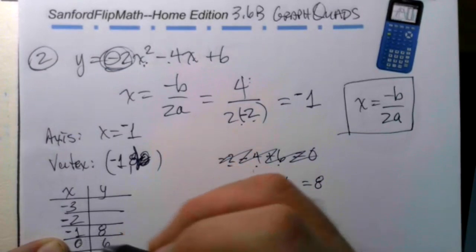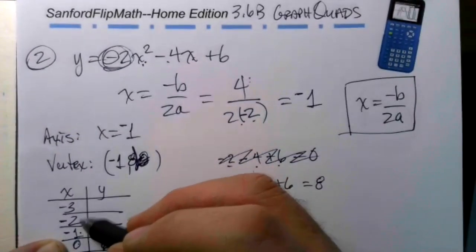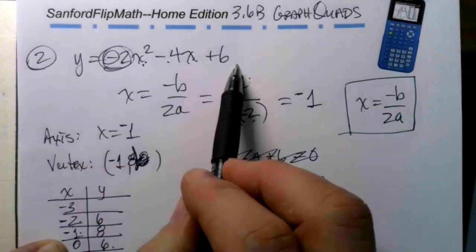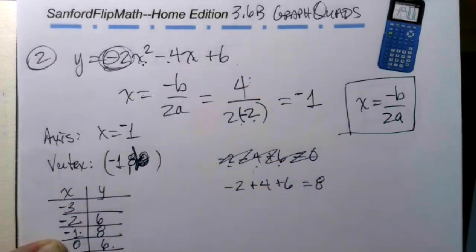If I go 1 to the right and get a 6, I'm going to go 1 to the left and also get 6. You are very welcome to put this -2 in here, but I'm willing to bet money that that will also give you 6 as a y value. I'm going to put in 1. Again, symmetry is your friend.